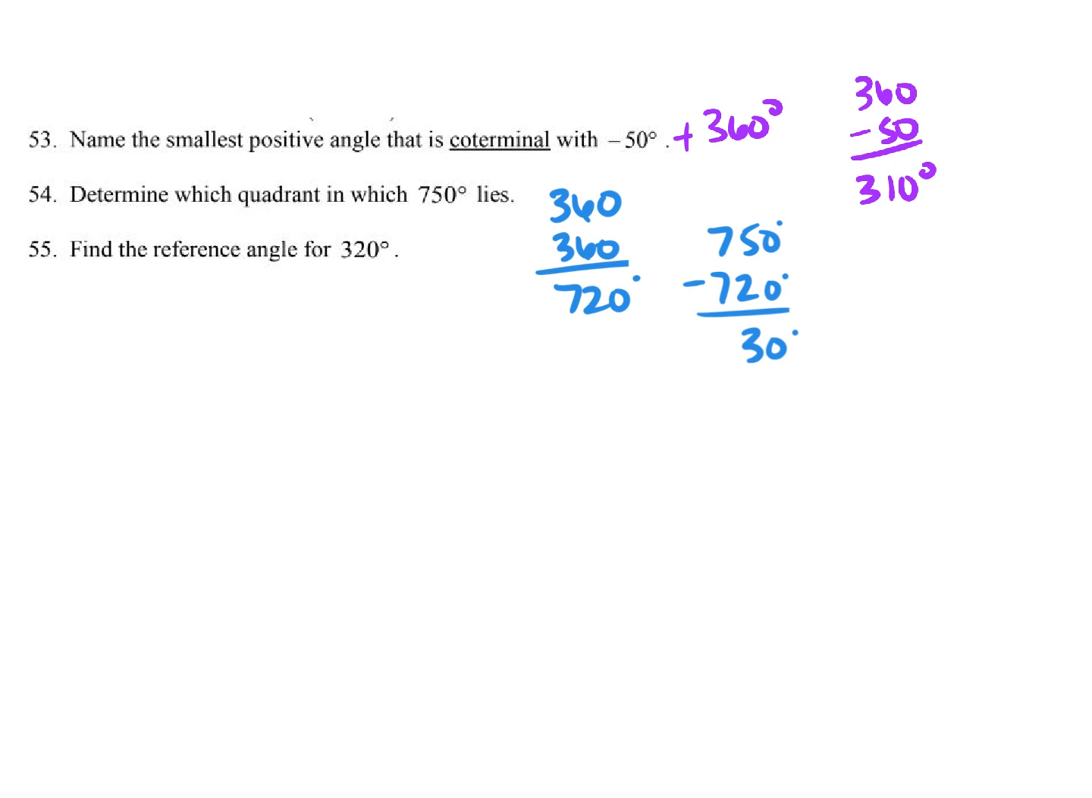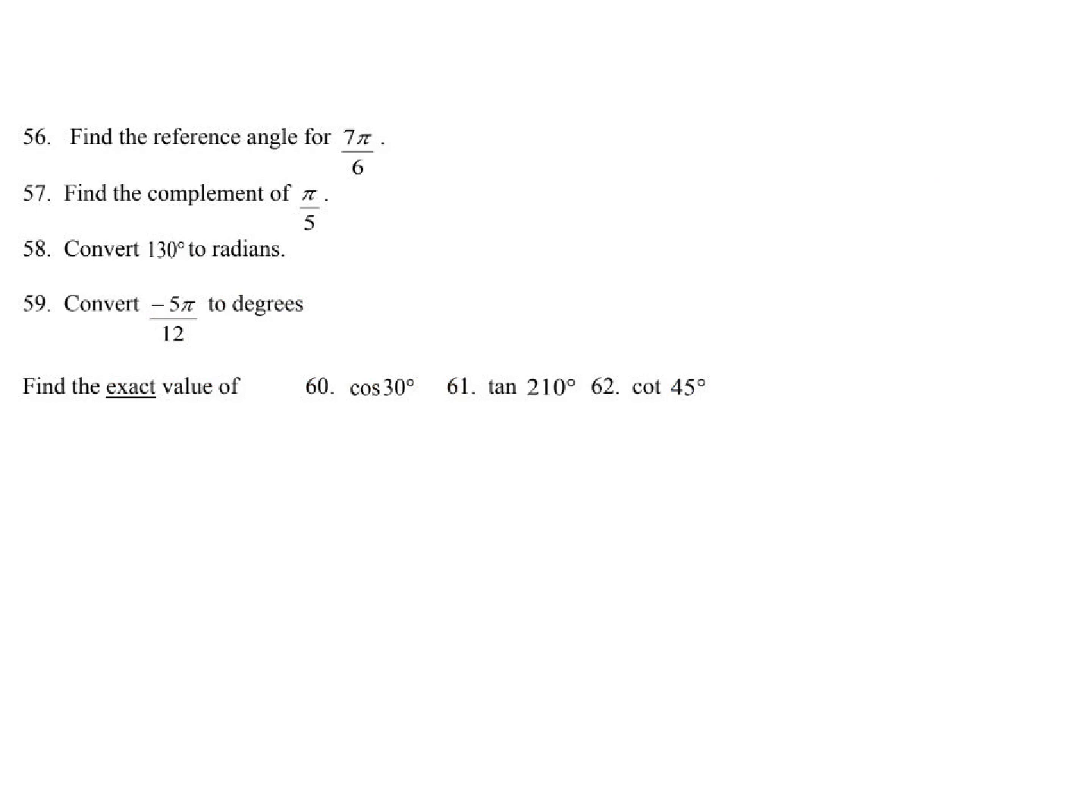Find the reference angle for 320. Okay, so you think 90, 180, 270, it's going to be somewhere in here. So 360 minus 320 is 40. Reference angle is always the distance back to the x-axis, this space right here. 6, 6 would be right here. 7, 6 would be here. This is the reference angle, pi over 6.